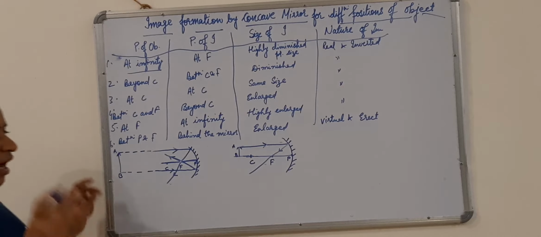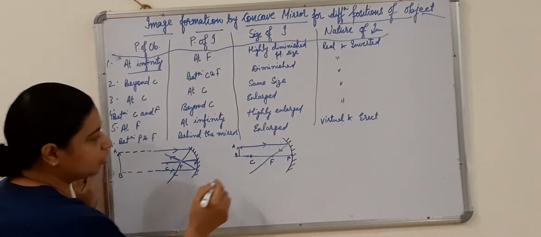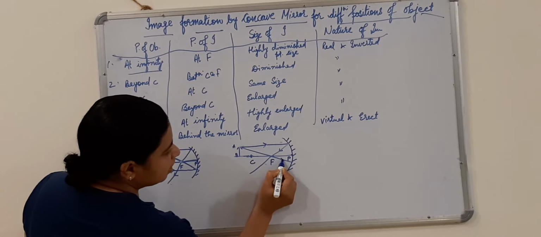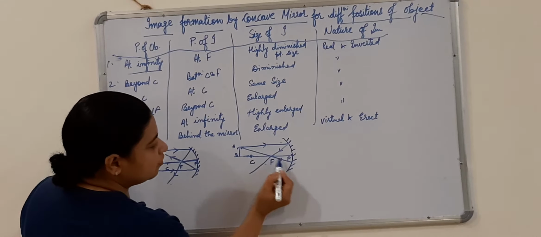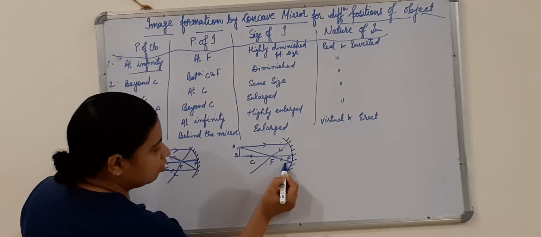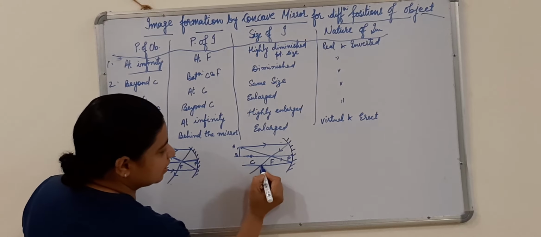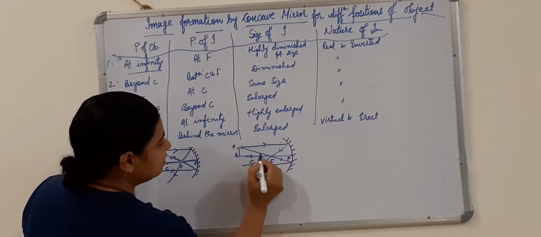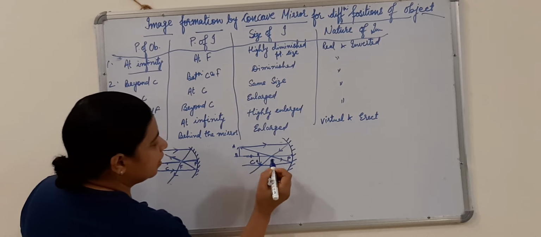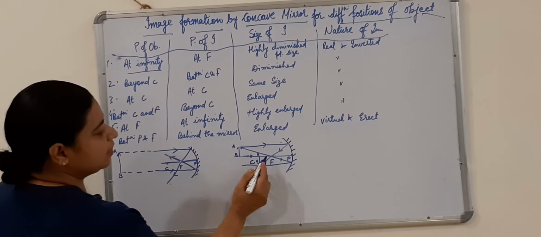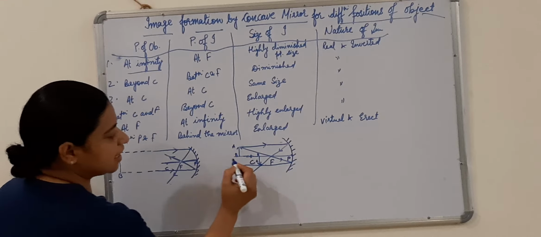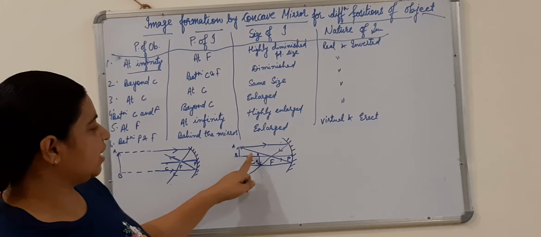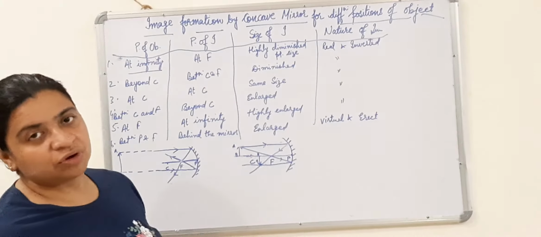Now for the second ray, I have to think which rule I should use. I am going to use the ray passing through the focus. This ray of light is passing through the focus and then reflecting from the mirror. Now let's see where these 2 rays intersect. These 2 rays intersect at this point. Now in this case, the image formed is A'B', real and inverted. Nature: diminished. The size of this image is smaller than the object. And position: between C and F. This is how we draw the ray diagrams.